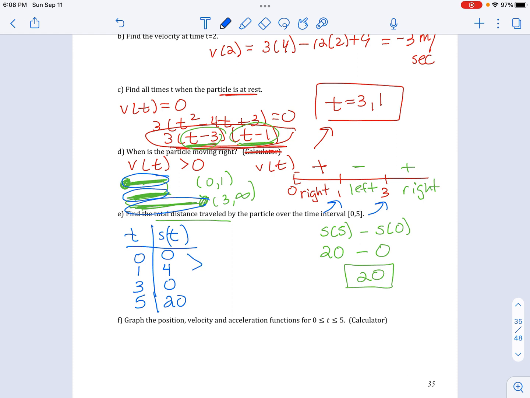What this is saying is we set up here from 0 to 1 seconds, the particle is moving to the right. So it went from a position of 0 to 4, so it traveled a total of 4 units. And then from 1 to 3 seconds, it moved backwards, but it still traveled a total distance of 4 units. Okay, we're just taking the positive value. And then from 3 to 5 seconds, it turned around and traveled a total of 20 units. So your total distance traveled here is the sum of all of these pieces, which would be 28. And we're not going to do this last question.